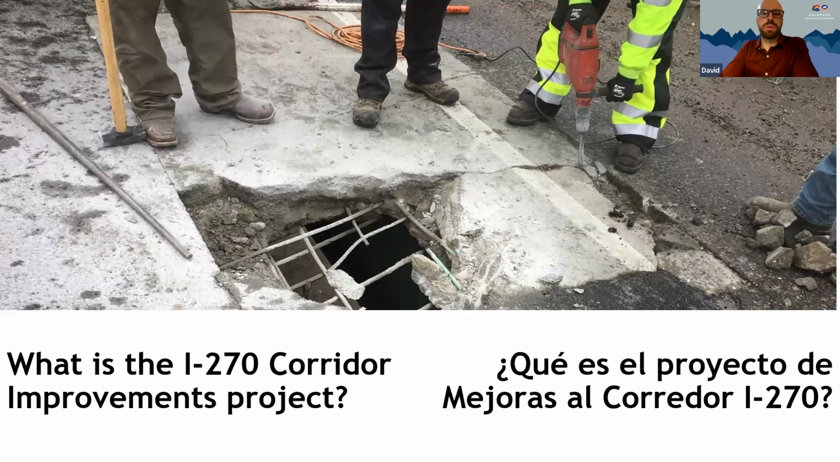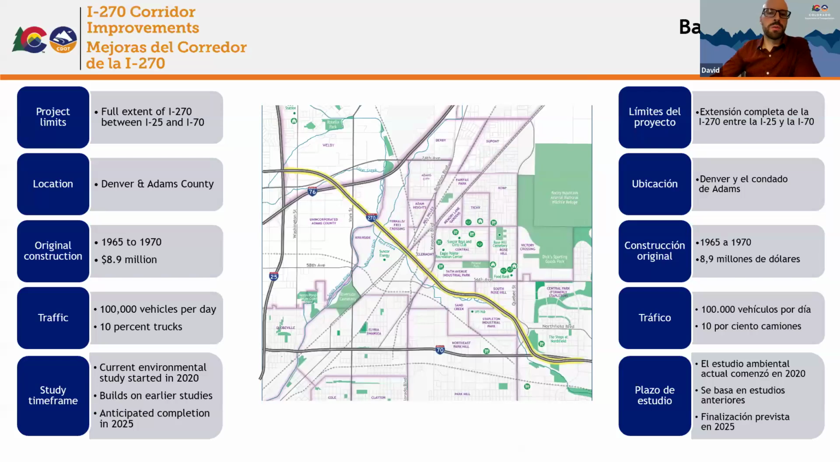So here you'll see a picture of a deck failure on the bridge over the Burlington Canal. I think this is a really good segue to why we are proposing improvements to the I-270 corridor. So first, to orient you, the I-270 corridor improvement project covers the full extent of I-270, which is about 6 miles between I-25 and I-70 in the Denver metro area.